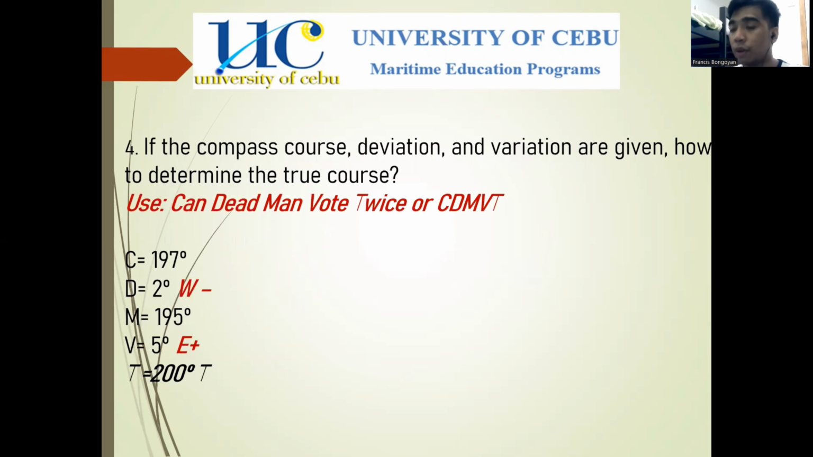Number 4, if the compass course, deviation, and variation are given, how to determine the true course? So we all know the mnemonic "Can Dead Men Vote Twice," or CDMVT. So the compass course is equal to 197 degrees and the deviation is 2 degrees west. So we must subtract the deviation from the compass course. So the result is 195 degrees and the variation is 5 degrees east. So we must add. So the result is the true course is 200 degrees true.